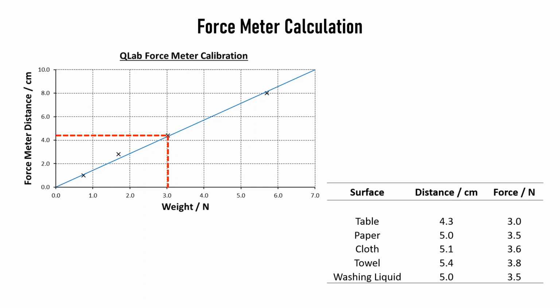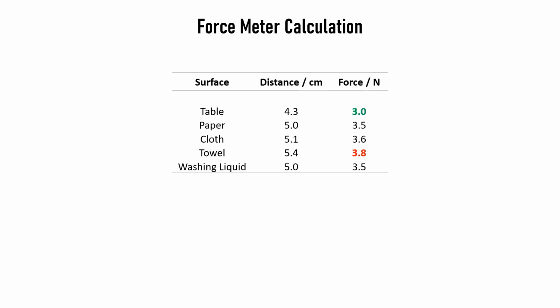Now we can just have a quick look at some of these values, and with the table we can see it was the lowest. So it was the least friction for the table. With a towel, it was highest, 3.8 newtons required to move it. And interestingly, with the washing up liquid on the table, it was actually higher than just the table by itself, wasn't it? Because the washing up liquid actually made it a bit sticky, a bit harder to move.